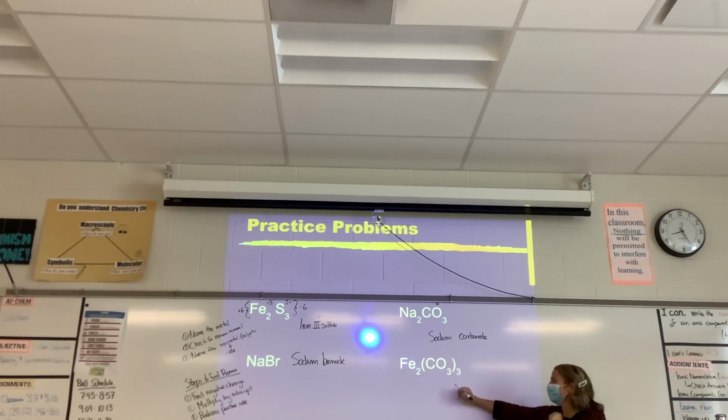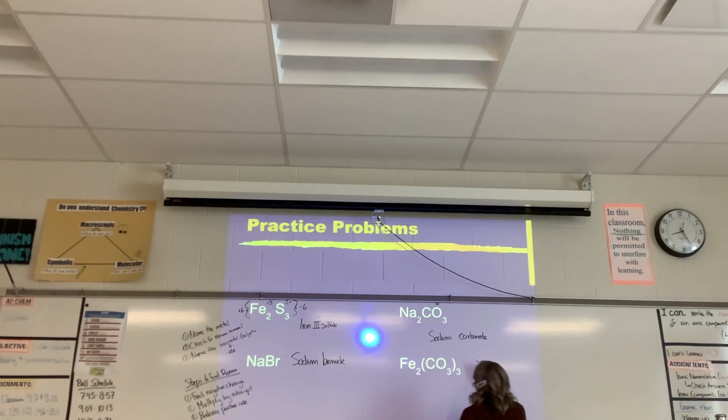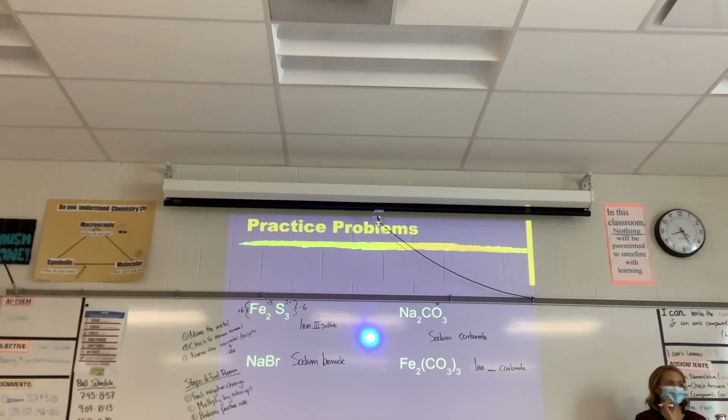Okay, let's do one more together here, everybody, and then I'll stop talking unless you want my help. All right, Fe is? Iron. Iron again. Does iron need a Roman numeral? Definitely. So leave a spot there. The second half is CO3, which name is? Carbonate. So it's iron something carbonate.